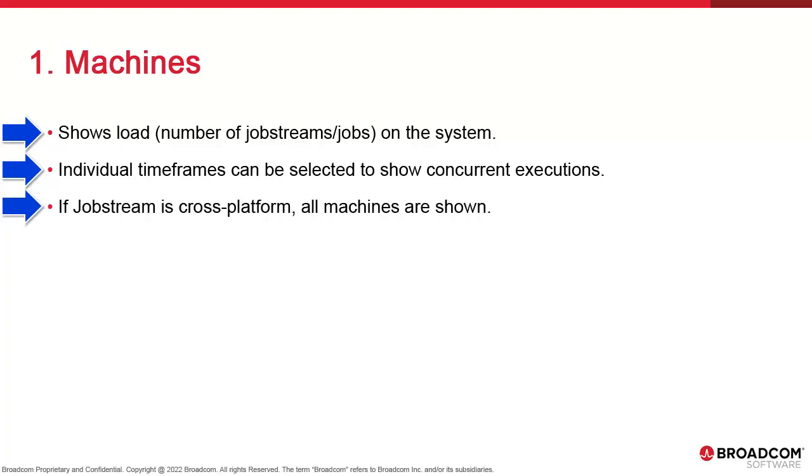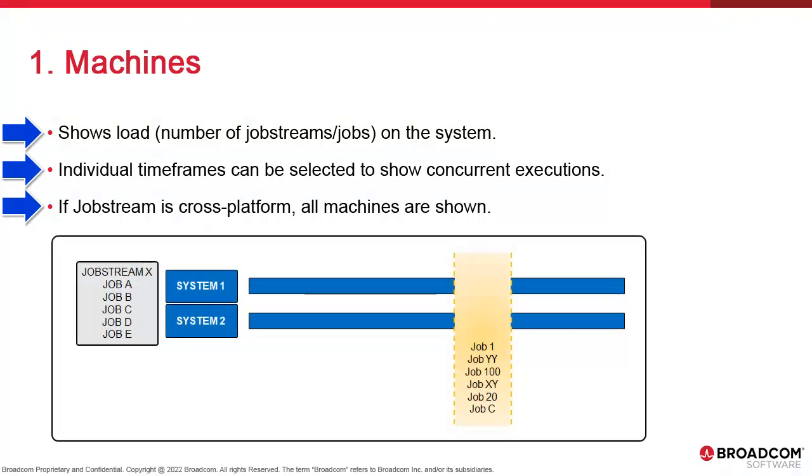If a job stream is spread across several systems, all of those systems are included and accessible through a single unified view. Let's use an example. We have two systems, 1 and 2. We have a job stream X with 5 jobs, with individual job parts spread across these two systems. Machines lets you select either system and a specific slice of time within the job stream run. AI will show you everything else that ran during that time.